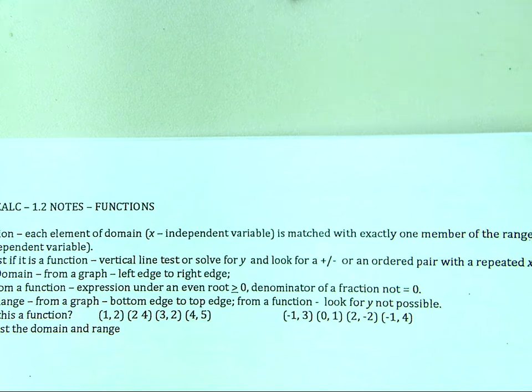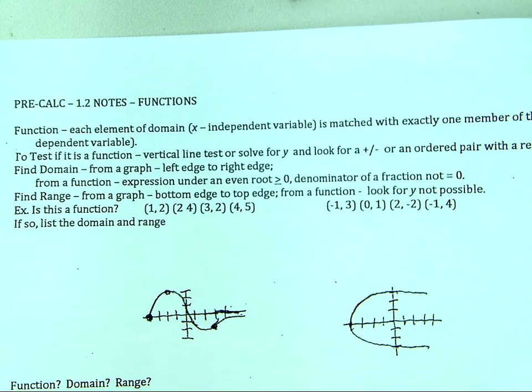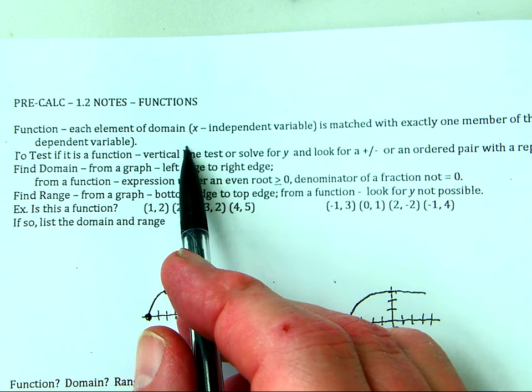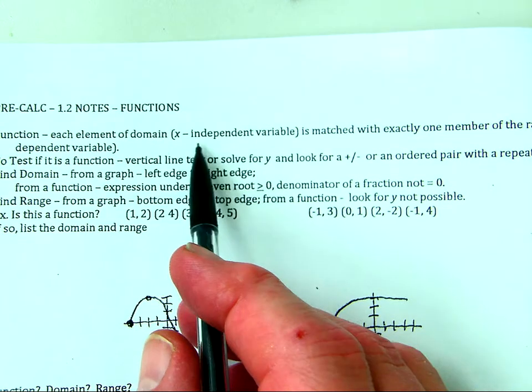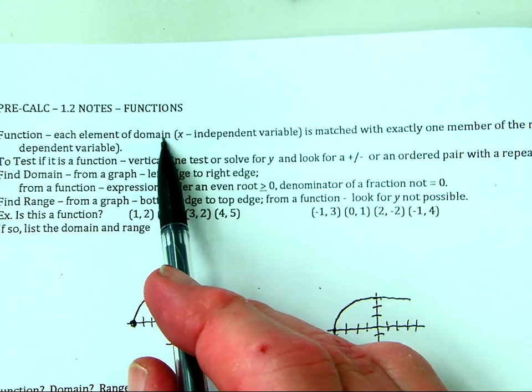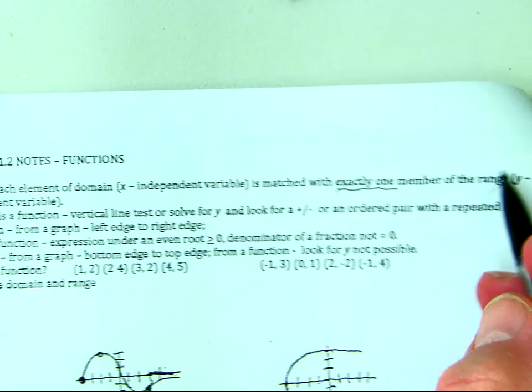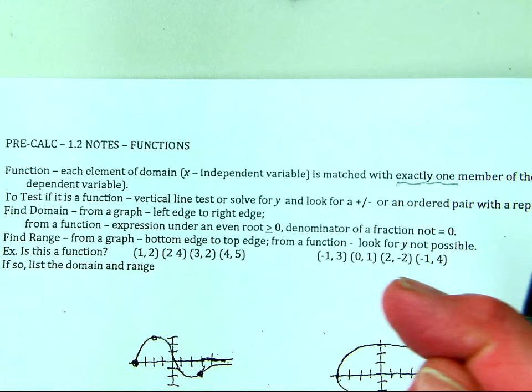All right, now we're going to do section 1.2. Section 1.2 is talking about functions. Again, something else that you talked a lot about in Algebra 2. It's a function if each element of the domain, the x value, that's called the independent variable, is matched up with exactly one member of the range, y, the dependent variable. So every x is matched up with exactly one y.